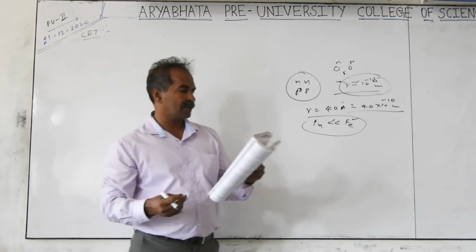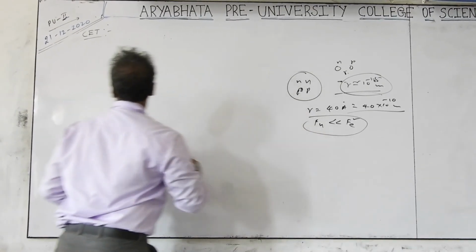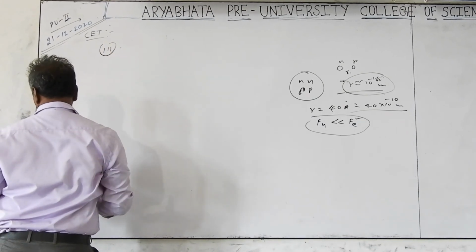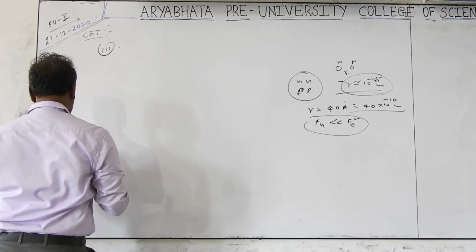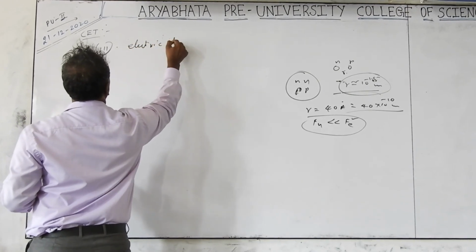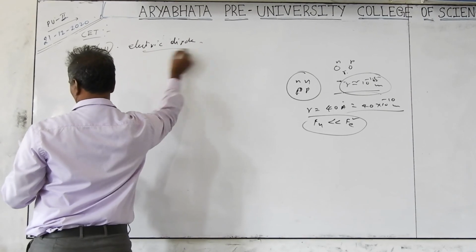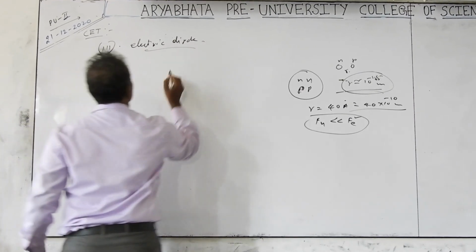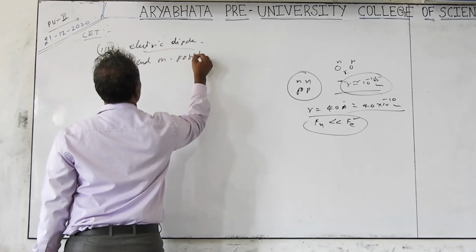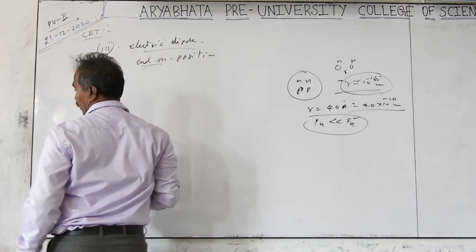Next, question number 111. A charge Q is situated at a certain distance from a short electric dipole, like this, in the end-on position. Be careful with this word: end-on.